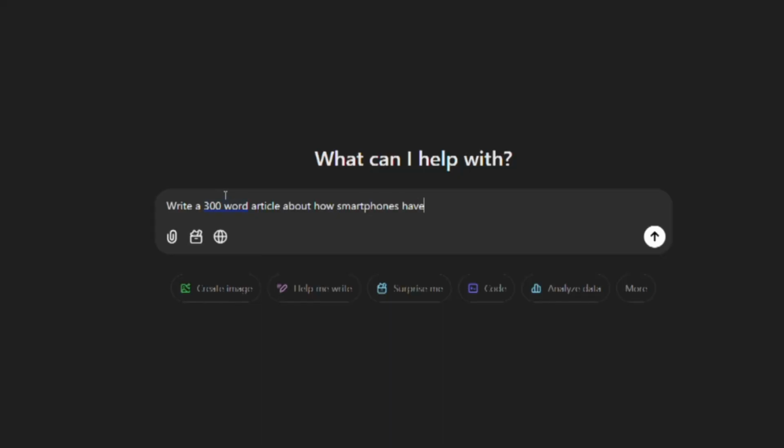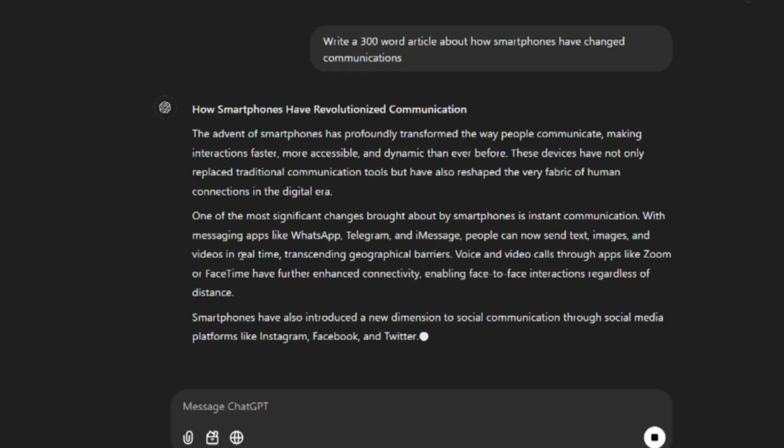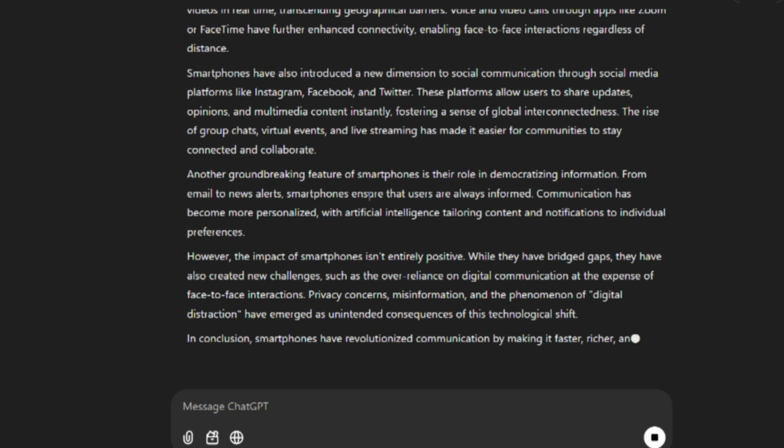Let's look at a simple example. The prompt write about technology is too broad and could lead to many different answers. But we refined it to say write a 300-word article about how smartphones have changed communications. The AI knows exactly what to do. By focusing on clarity, specificity, and context, you can improve the response you get from AI. Remember, the better you prompt, the better the output.